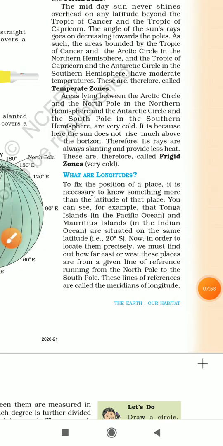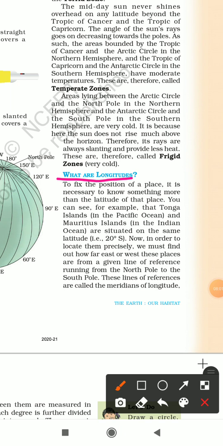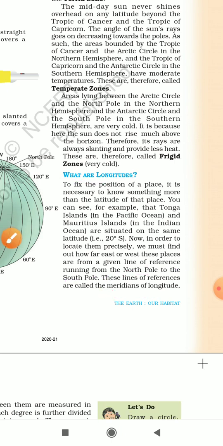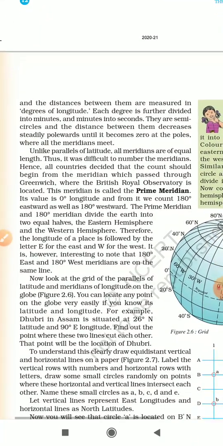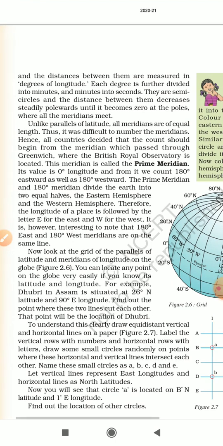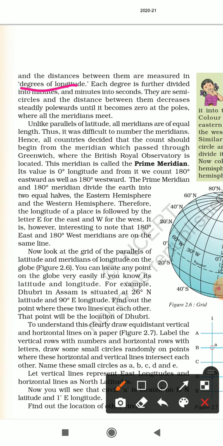Now let us talk about what are longitudes. Apart from the latitudes which run from west to east, there are other imaginary lines which run from the north pole to the south pole, and these lines of reference are called meridians of longitude. Longitudes run from north pole to south pole, please remember. The distance between these imaginary lines is called degrees of longitude, and each degree is further divided into minutes, minutes into seconds.